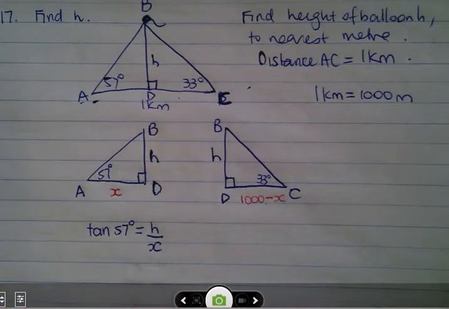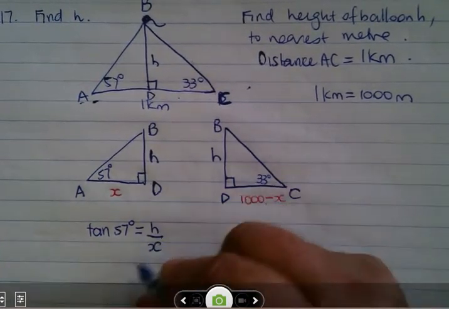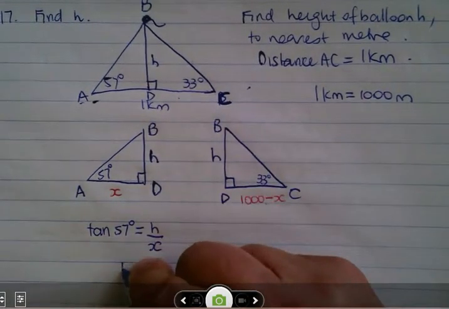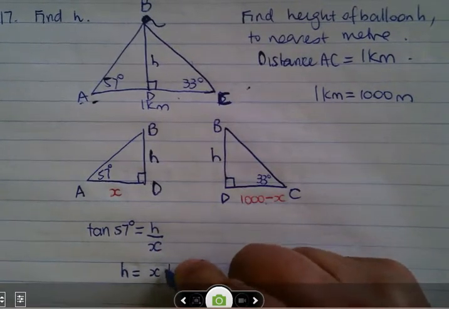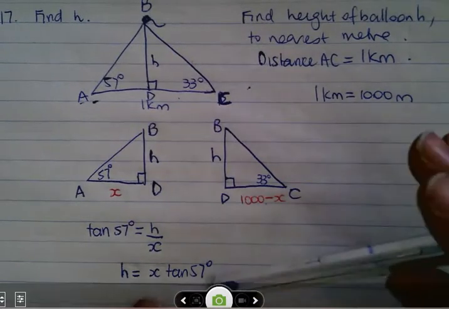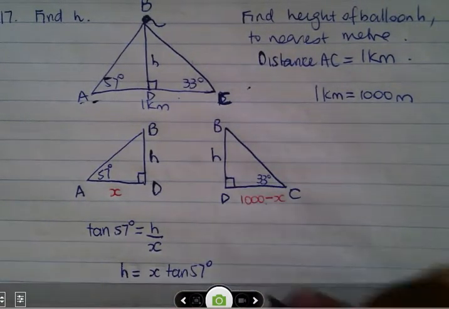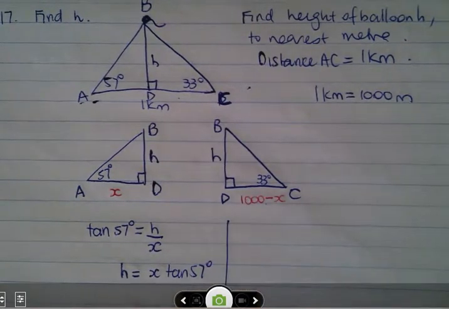We don't want 2 unknowns, so why don't I say that H is X times tan of 57 degrees. How about that? But see, if I do it this way, I'll show you what's going to happen. We've got 2 choices. Don't worry, we'll do it both ways.